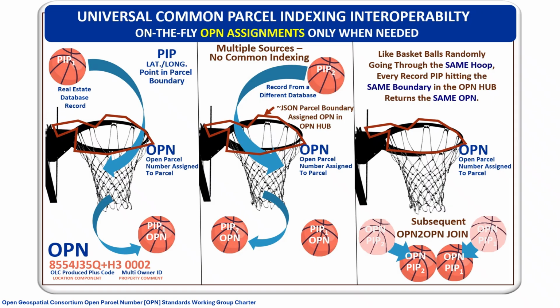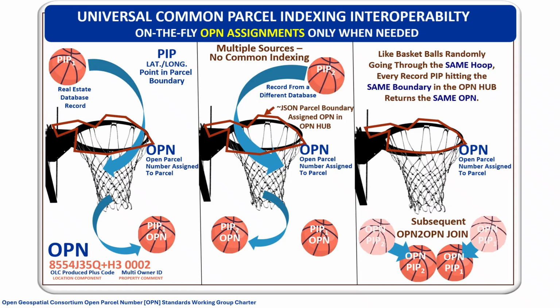To assure perpetual reference to only the most current data, no OPNs are permanently assigned anywhere, only on the fly, only when and where needed, from an instant record retrieval to a statewide, say, 4 million parcel study. Got 22 minutes for it to load?